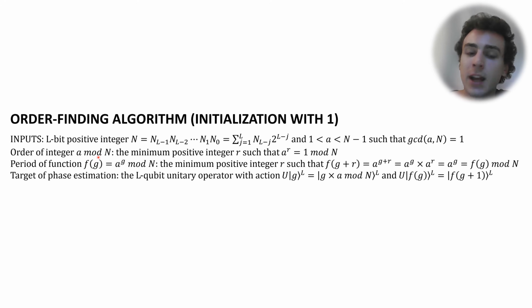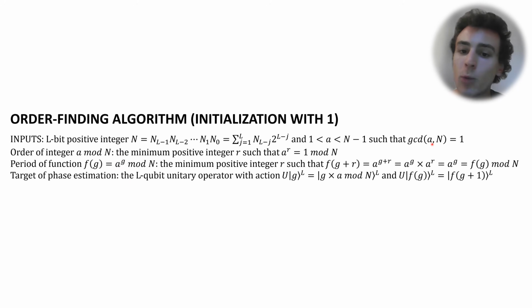So this value of r over here, this positive integer, is actually the same as the order. So why am I putting these two definitions next to each other? Why are we considering the order and the period of a function? Well, it's because order finding is a special case of period finding. So we are actually trying to find the period of a periodic function. And we're specifically considering this function, where we have a to the power of the input mod n.